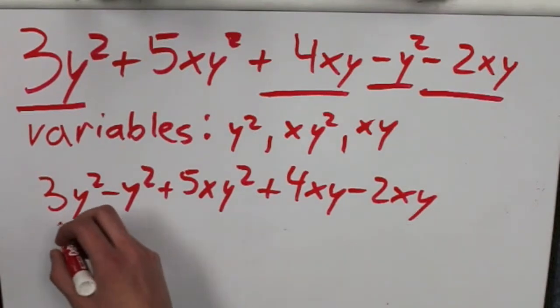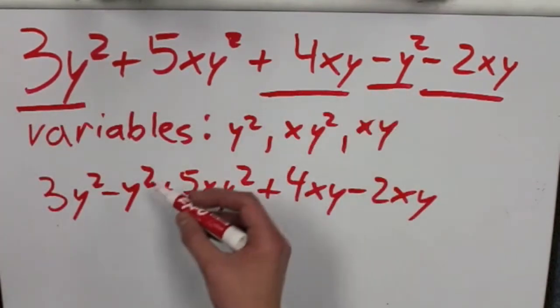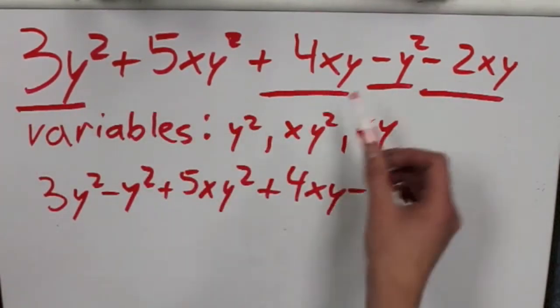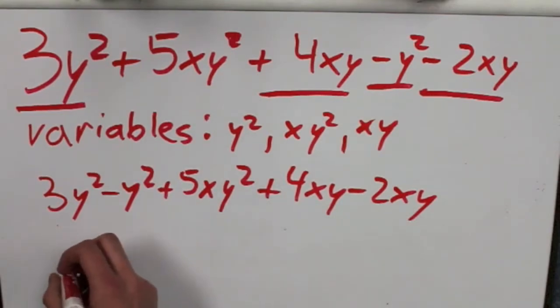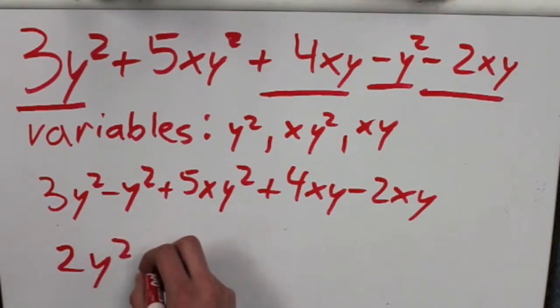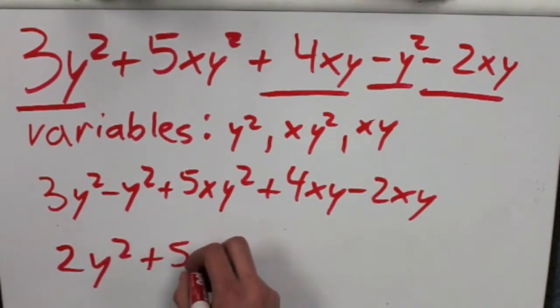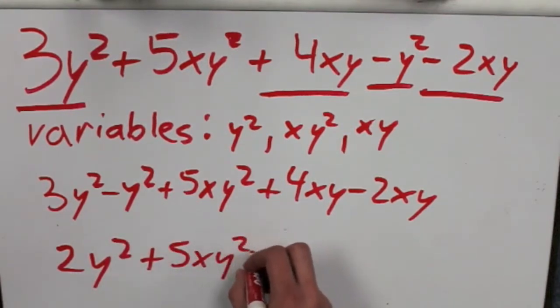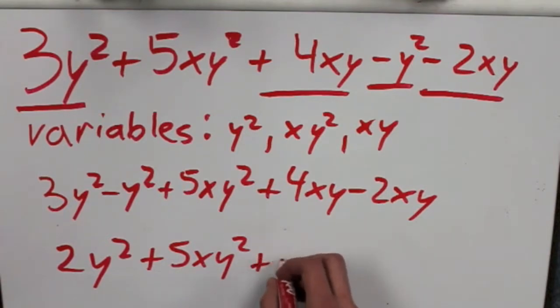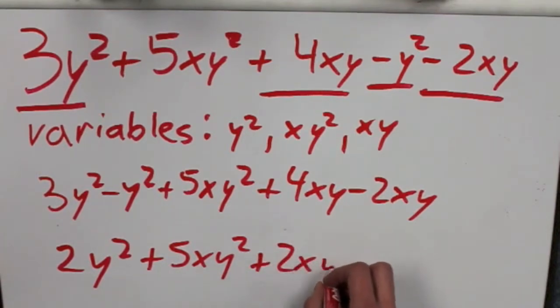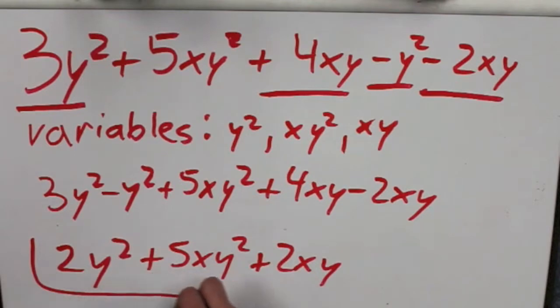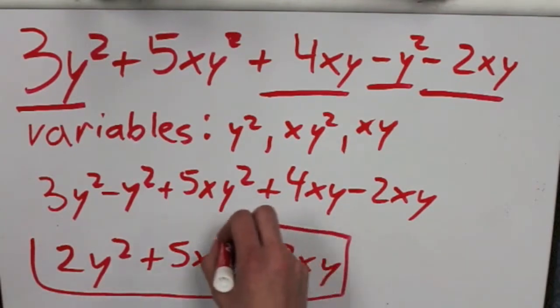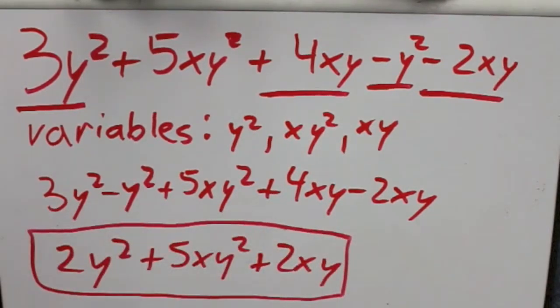Now you just have to collect by adding or subtracting the coefficients depending on what you see. So we have 3y squared minus 1, which you can't see, but it's in front of the y squared. So you get 2y squared. And then 5xy squared drops down. And then finally you add 4xy and negative 2xy. And there's your answer.